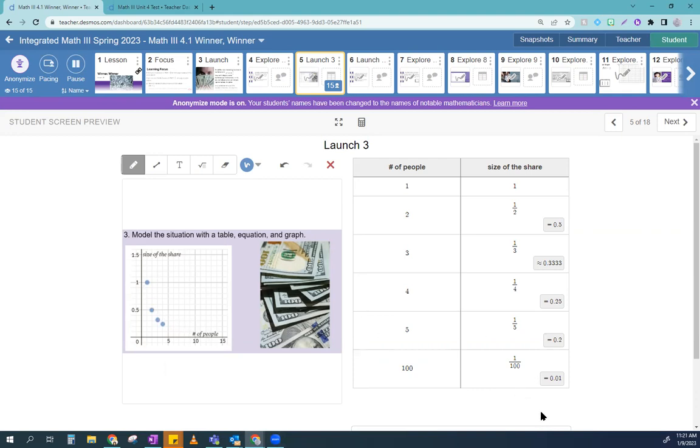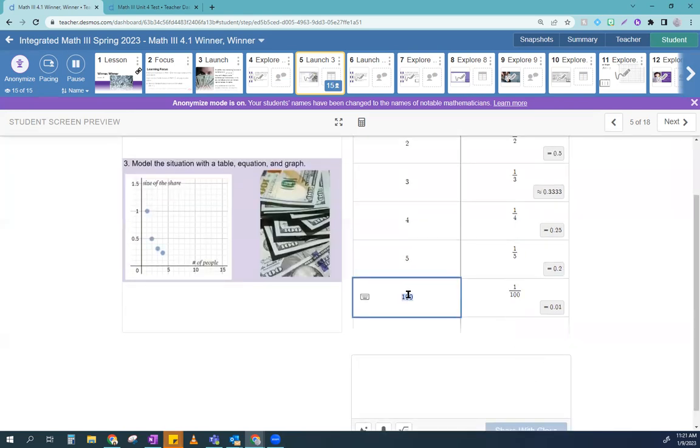Will I ever get to zero? Can I put a number here, and then this would equal zero?